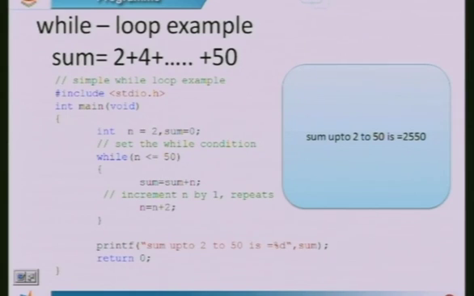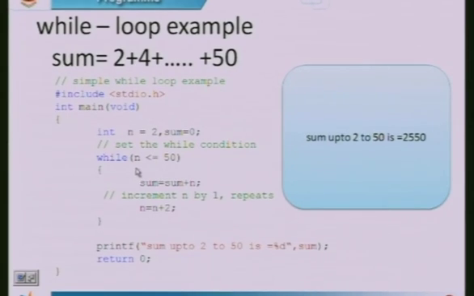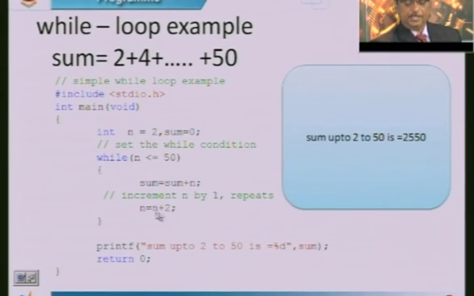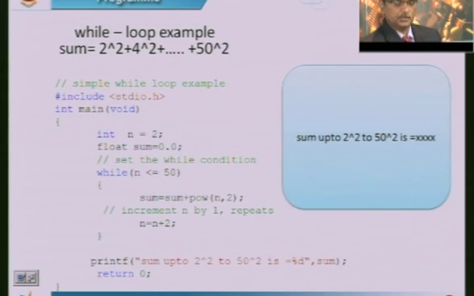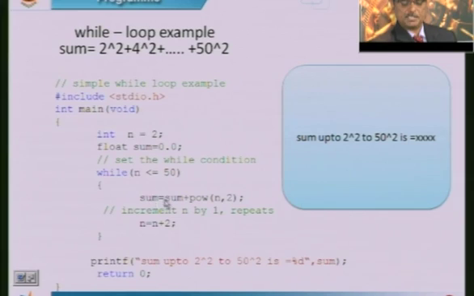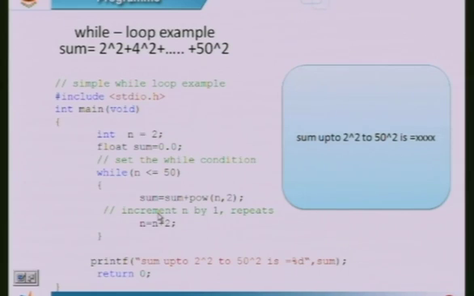This is 2 plus 4 plus up to 50, observed in this statement n = n + 2. This is increment by 2 instead of 1. Then 2 square, 4 square up to 50 square. Here also sum = sum + pow(n, 2). Increment is not n by 1, it is n = n + 2, because each time you are incrementing by 2.